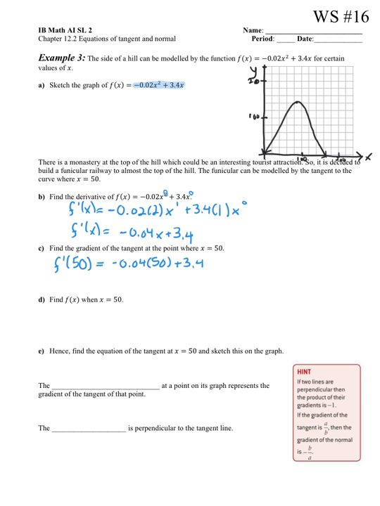So we go ahead and say f prime of 50 equals this, negative 0.04 times 50 plus 3.4. And put that into our calculator. We should get 1.4.